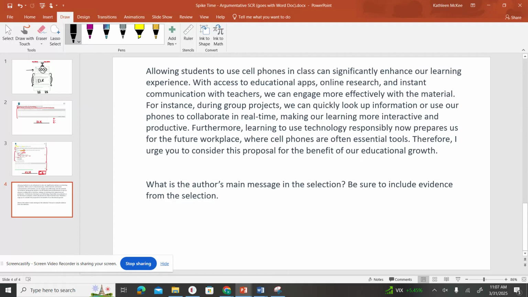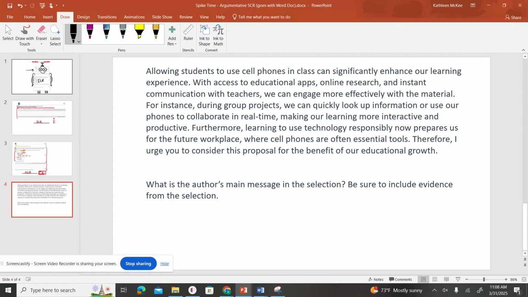Here is a piece of argumentative text. So let's read it together. It says, allowing students to use cell phones in class can significantly enhance our learning experience. With access to educational apps, online research, and instant communication with teachers, we can engage more effectively with the material. For instance, during group projects, we can quickly look up information or use our phones to collaborate in real time, making our learning more interactive and productive.